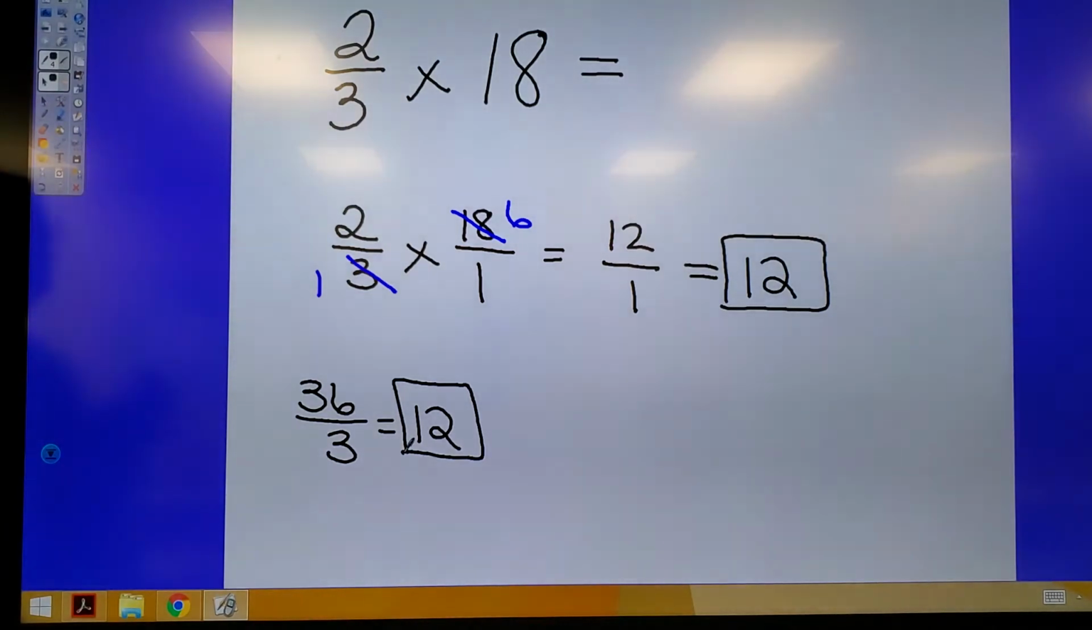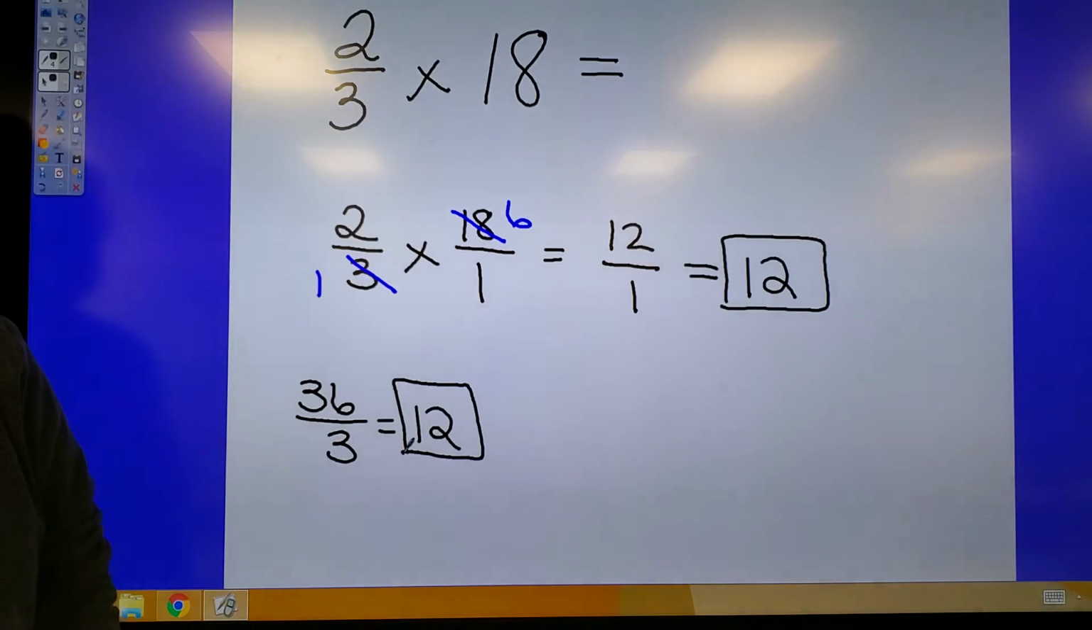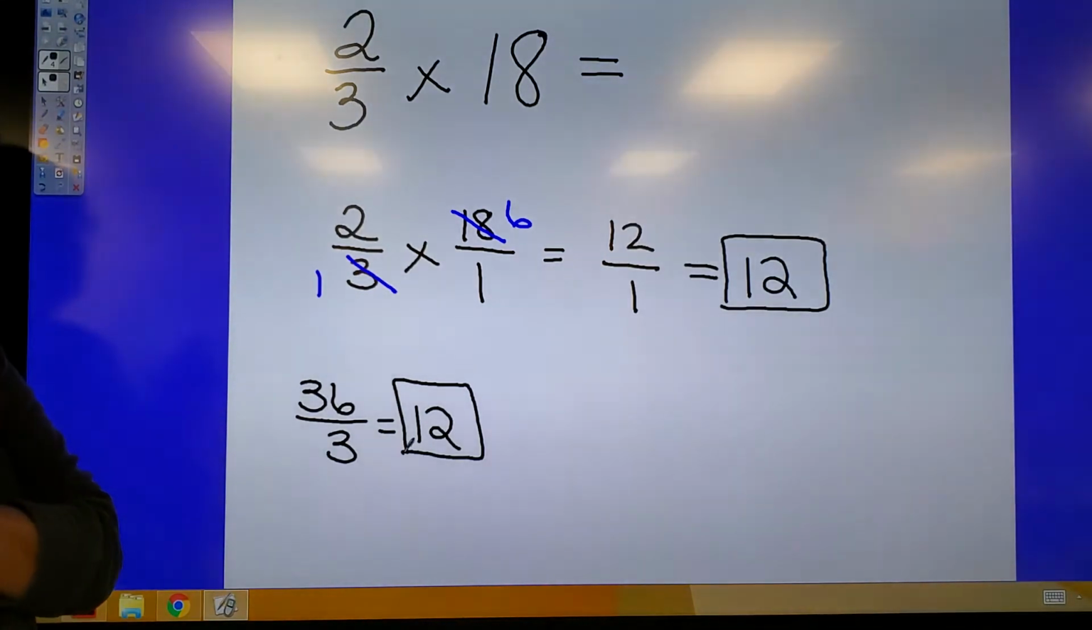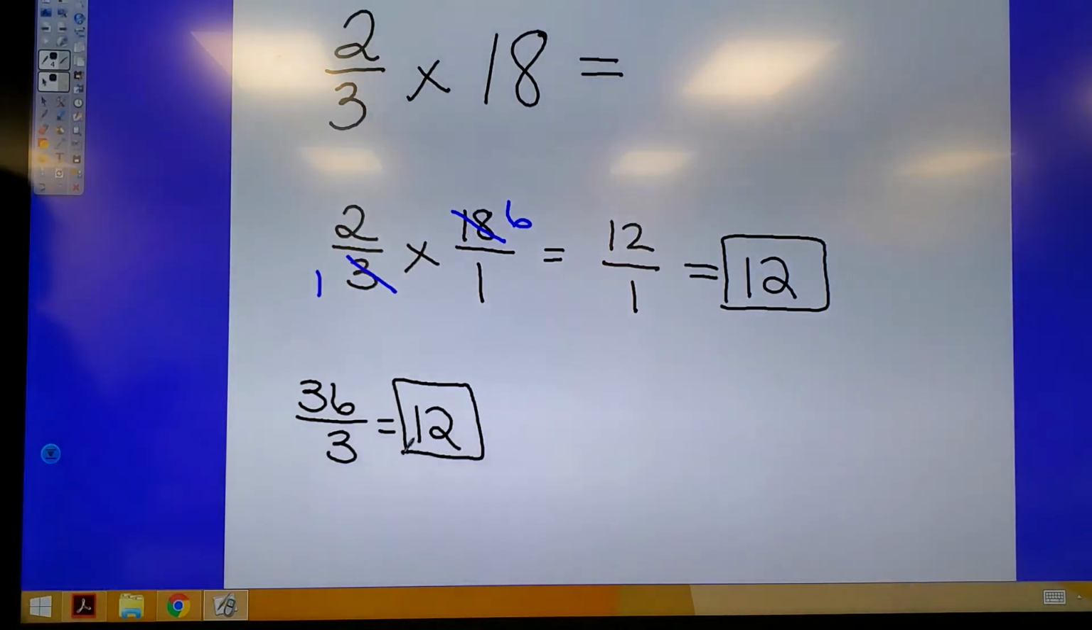Would I work out this problem the same way if it would have been 18 times 2/3? Would I work it out the same way if I just reverse the order? Yes. So if you remember, that property is called the commutative property. And the commutative property says that you can change the order when you're adding or multiplying. So we could do 18 times 2/3, no big deal.